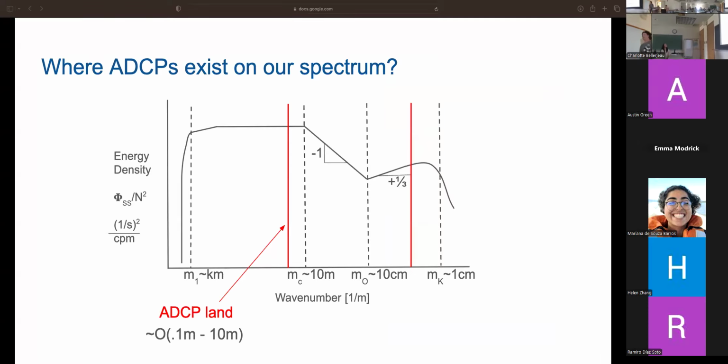And since we're using ADCPs, one of the big things is where they exist. Again, Charlotte will have a presentation after this looking at microstructure profilers, which are a lot more suited for these fine scale little bits.